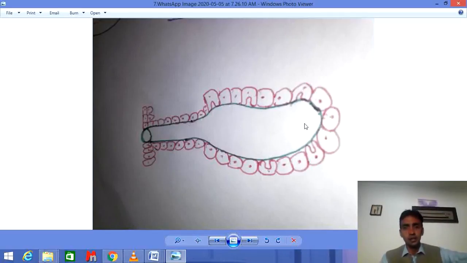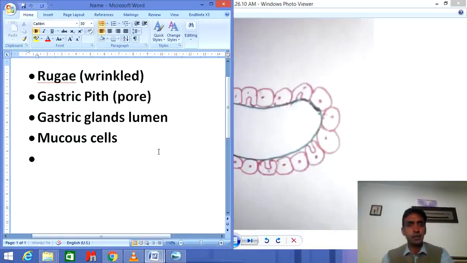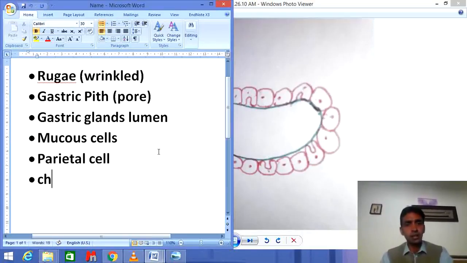The gastric gland cavity or gastric gland lumen is surrounded by a large number of cells. The most important cells over here are of two types. One is the parietal cell, which is somewhat different from the others. This is also a parietal cell, and this is also a parietal cell. The parietal cell and the chief cell are the two very important types of cells in the gastric gland lumen or the gastric gland cavity.